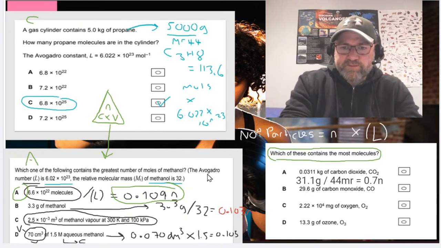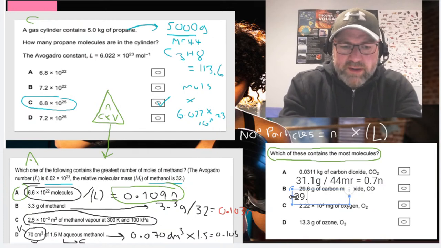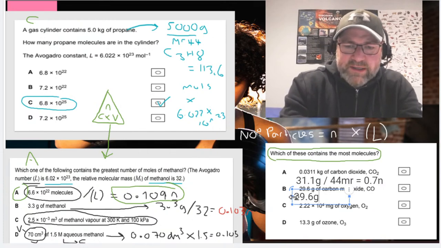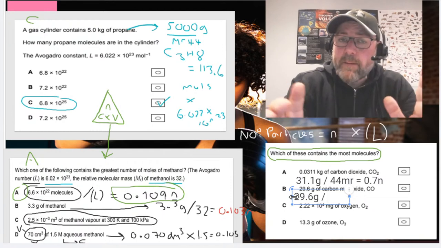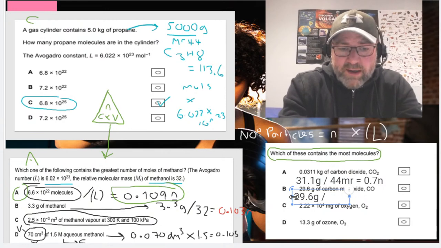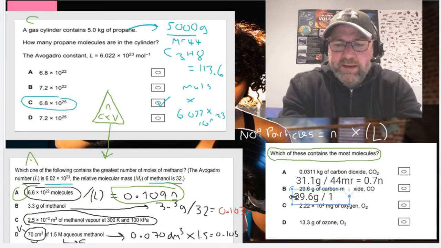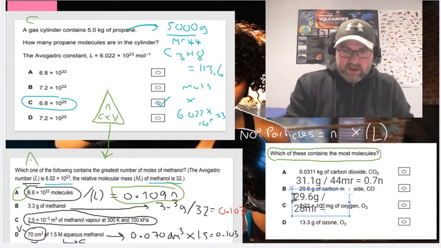So what would I do with 29.6? You can try doing this along in your head. I go 29.6 grams. They've given me the mass in the form I want here, so it's quicker. Divide it by the MR of carbon monoxide, 12 plus 16 in my head, carbon plus one oxygen is 28, I believe. And so that's going to be less. So you wouldn't even need to do this in the exam.